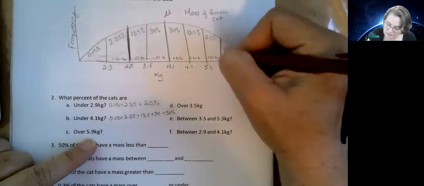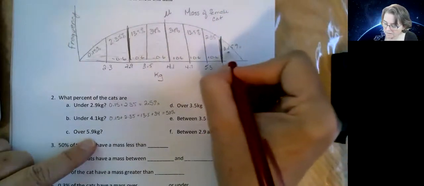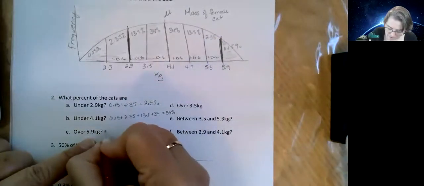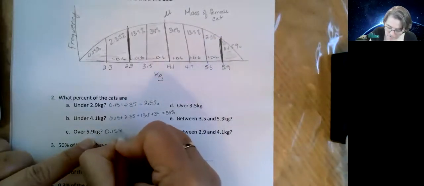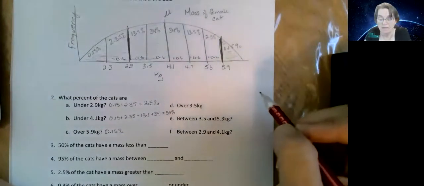Over 5.9 kilograms. All right, that's way over here. There's 5.9, and we want over that. So I just got to pay attention what's over or under. And that's going to give me 0.15. And there's nothing beyond that, so that's pretty much it.